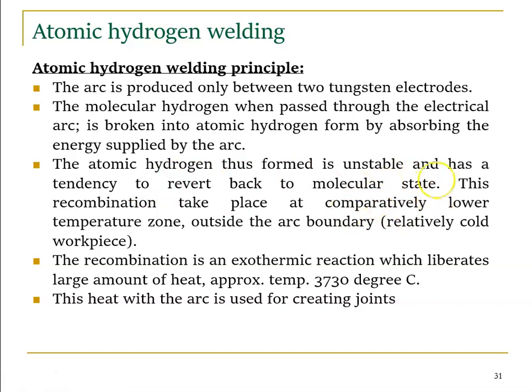So this recombination takes place at a comparatively lower temperature zone outside the arc boundary. The recombination is an exothermic reaction which liberates a large amount of heat, approximately 3730 degrees Celsius. Right, so this is a very huge temperature. So this heat with the arc is used for creating the joints. This is the atomic hydrogen welding principle.